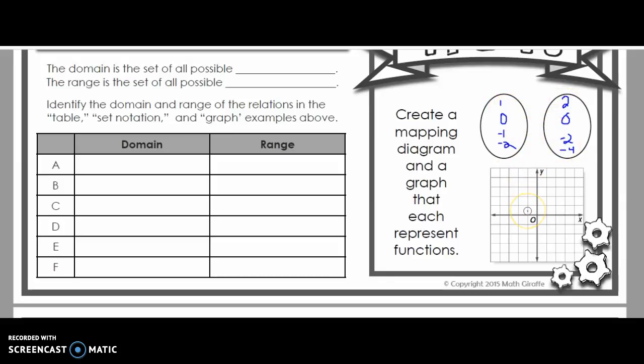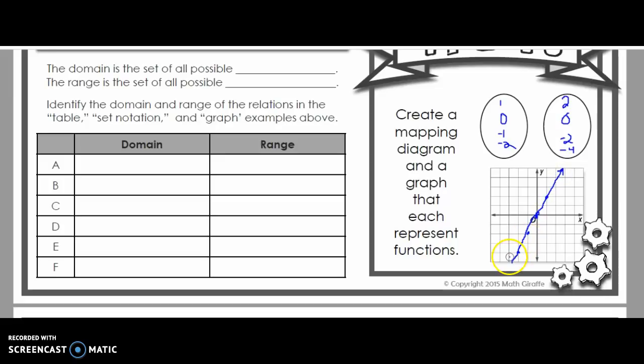So let's plot these right now. I have 1, 2, here's my dot. 0, 0, that's another place we call the origin. -1, -2, and -2, -4. Now this line I'm going to create is a little bit crazy, so do your best to use a ruler if you can. Mine's going to be harder to do without a ruler.